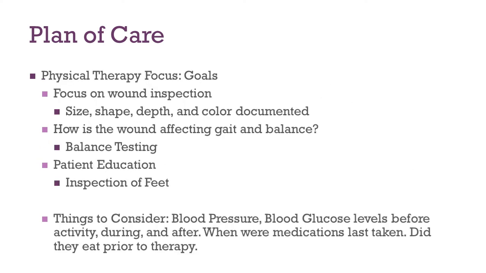The goals that would be focused on in physical therapy would be focusing on the wound inspection, again, the size, shape, depth, and the color documented. We would want to see an improvement both in granulation tissue and also a decrease in the size of the wound. And we want to see how the wound is affecting gait and balance, because this could lead to possible gait abnormalities or balance problems, and we don't want fall risk to be another problem to add to our list. So we would do some balance testing and the importance of patient education.